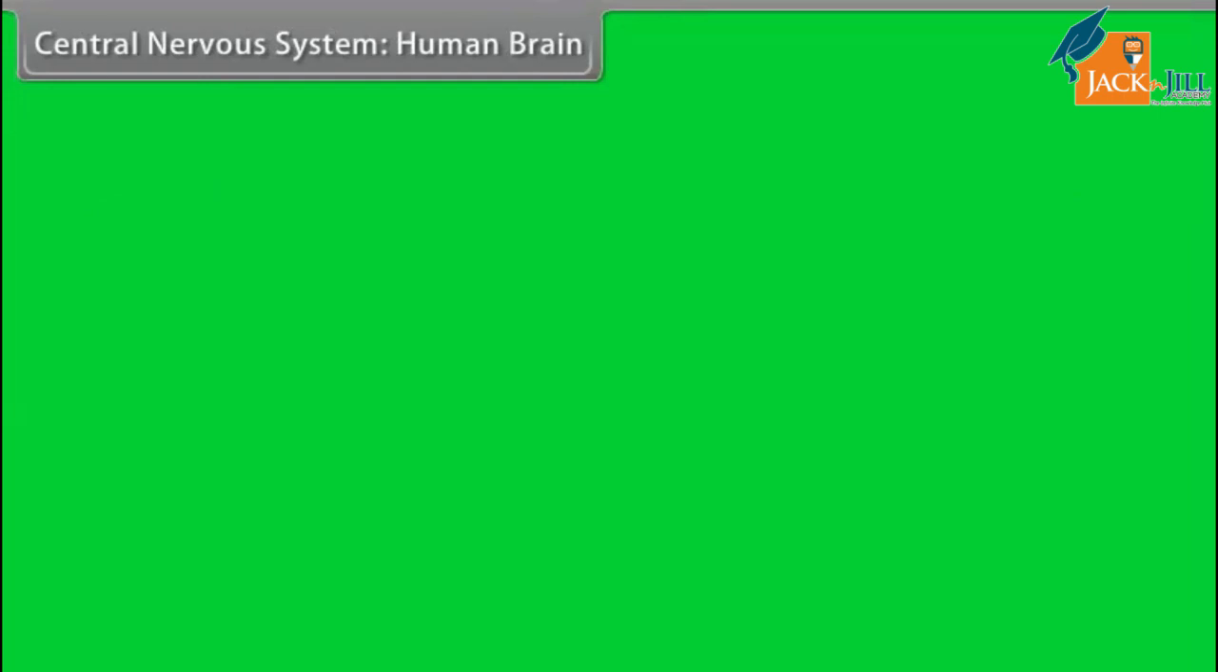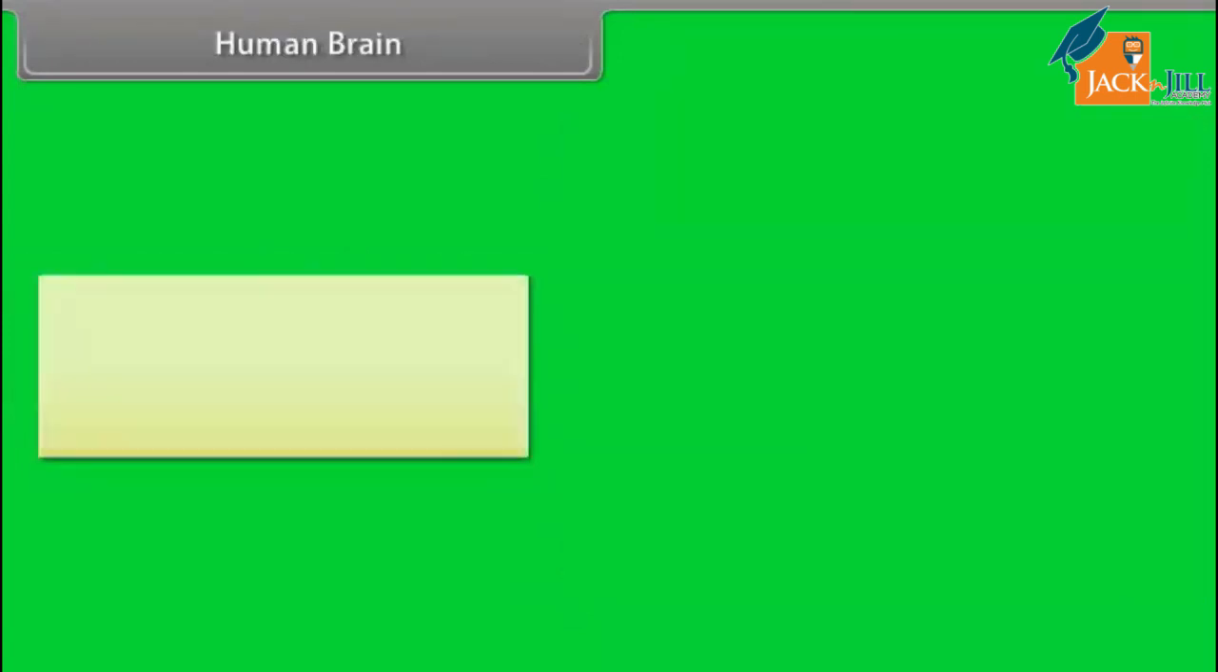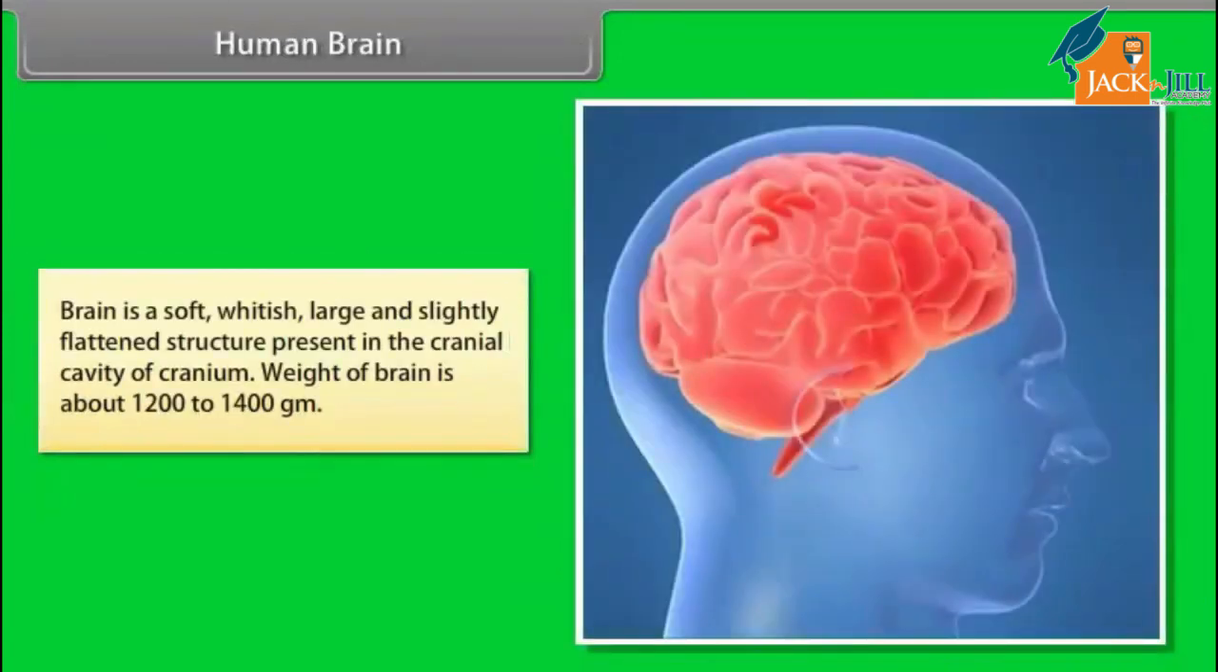Central nervous system, human brain. Consists of brain and spinal cord in animals. All life activities are under control of the brain. Human brain. Brain is a soft, whitish, large and slightly flattened structure present in the cranial cavity of cranium. Weight of brain is about 1200 to 1400 grams.